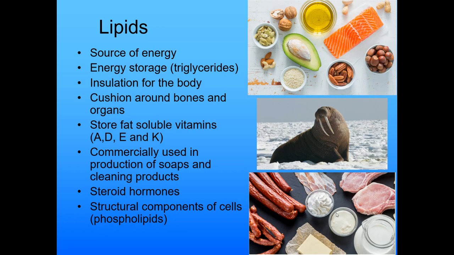We store energy in lipids in our body as triglycerides. They're also important for insulation for the body. So this walrus here on the right-hand side, for example, has a lot of fat because it keeps it insulated against the environment. We have fats as cushions around bones and organs. They're also important for fat-soluble vitamins.